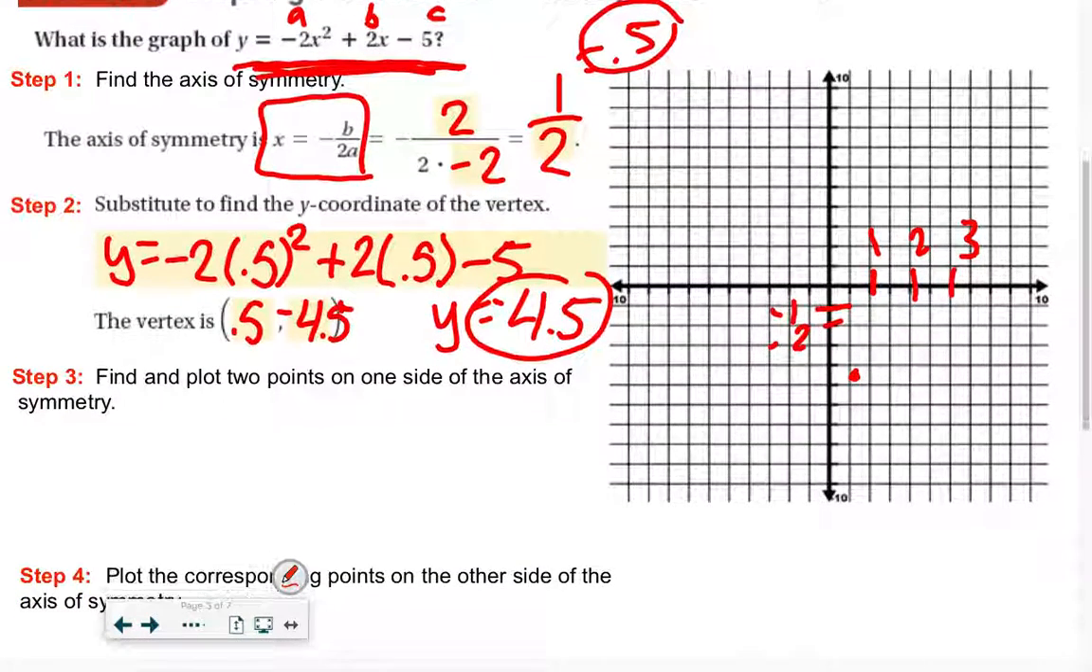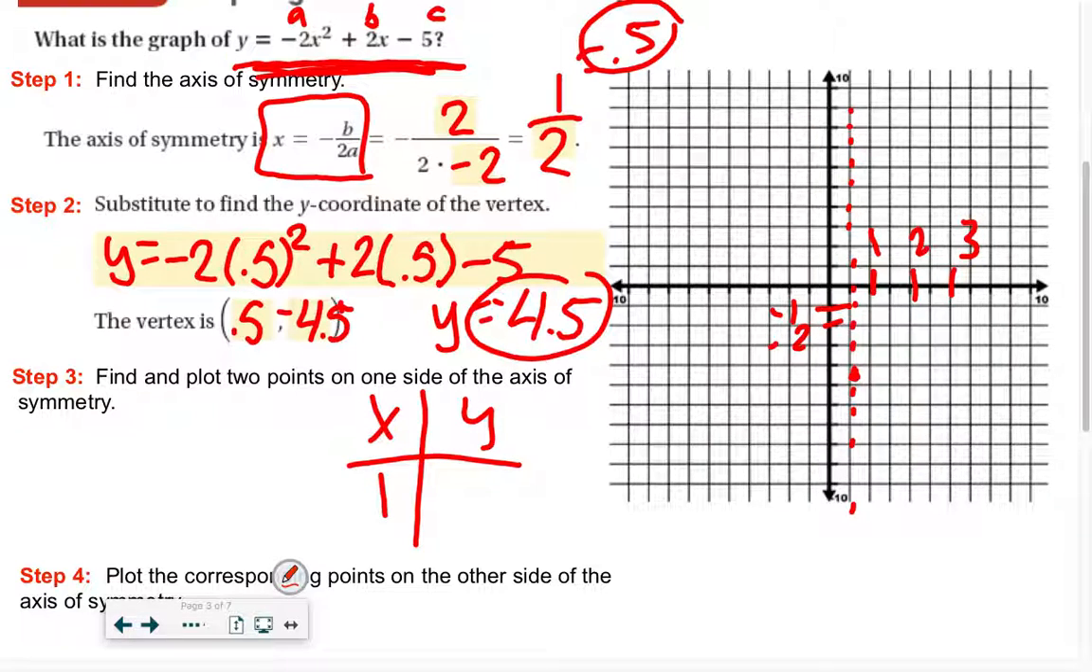Now I know my axis of symmetry that I calculated up here is my x coordinate, so I know my axis of symmetry is that line right there. So now I just got to pick 2 points like we were talking about earlier to help me out with this. Well, let's make one of them 1.